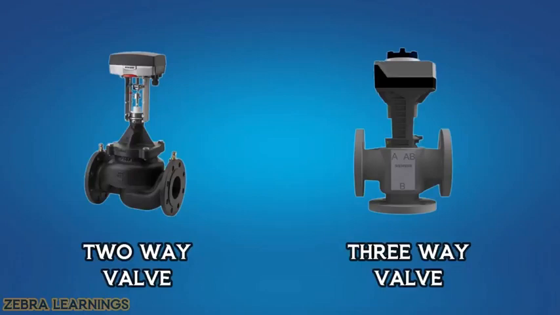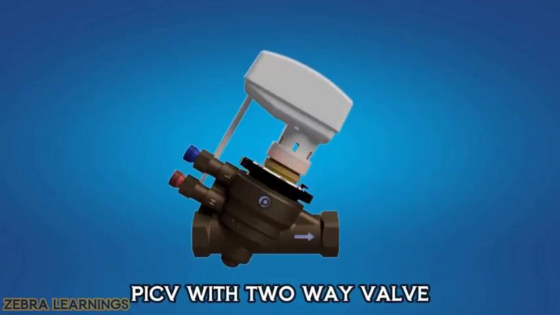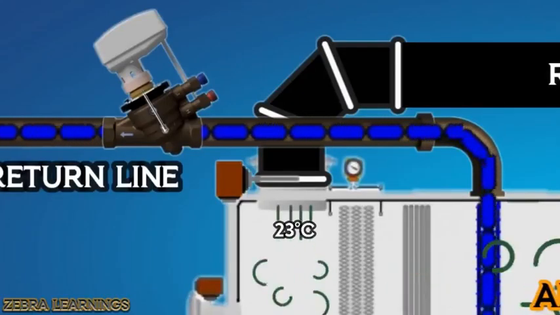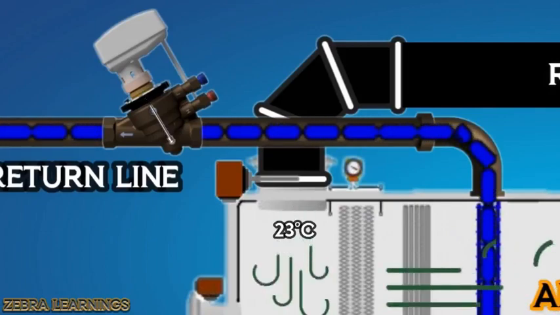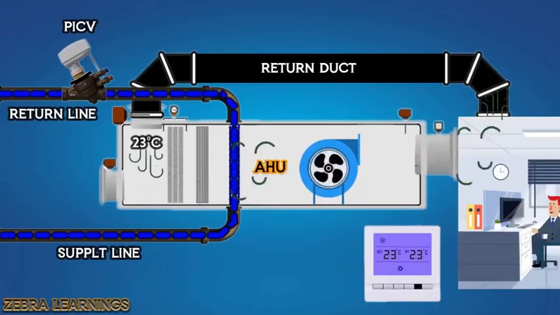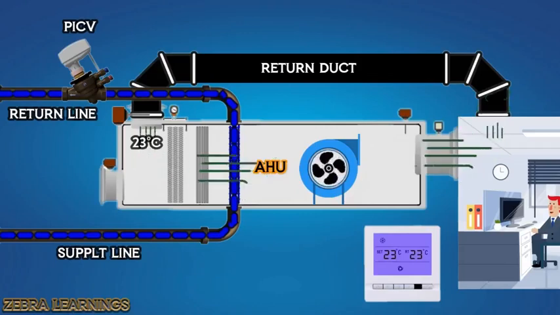In this video, we are going to learn about the two-way valve and three-way valve. In the last video we saw about PICV. This video is the continuation of that. We saw in the last video that when the room temperature reaches the set point, the PICV closes and the water flow stops in the cooling coil. After the PICV is closed, the pressure in the pipeline increases as the pump continues to run. We are going to see how the increased pressure is controlled by two-way valve and three-way valve.